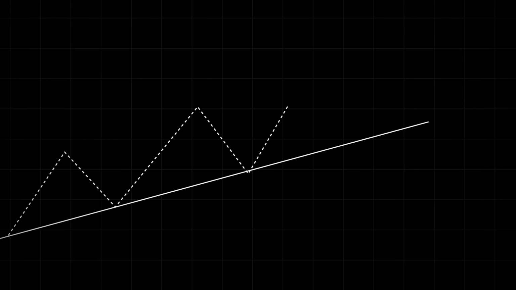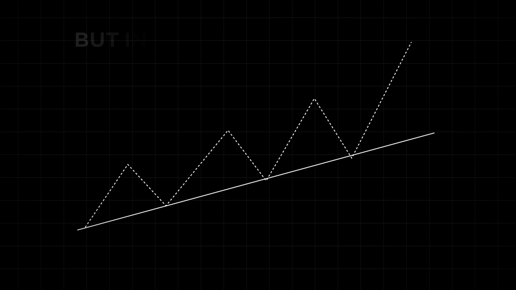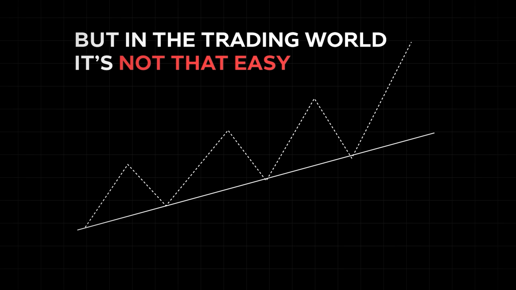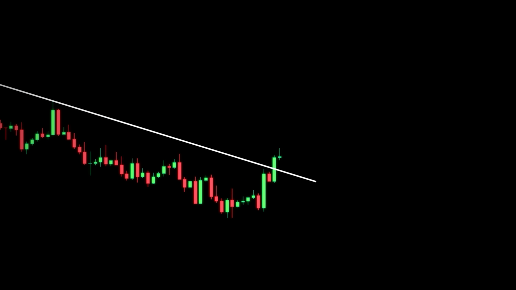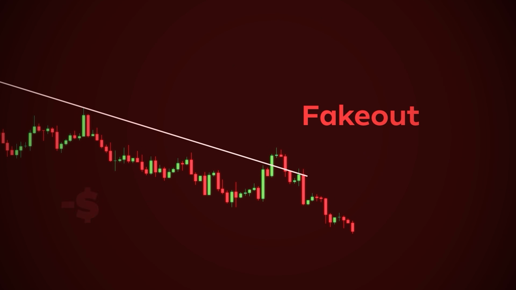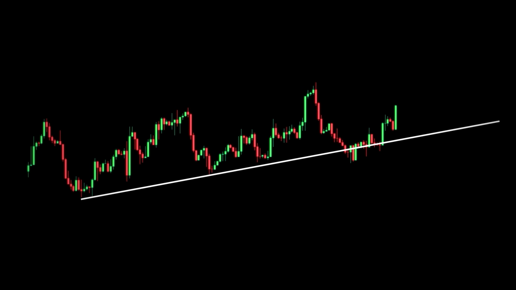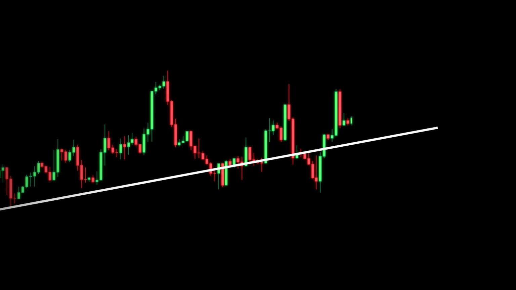In a perfect world, all trend lines would hold, acting as support or resistance when price tests them. But in the trading world, it's not that easy. There are times when price breaks out, pushing through the trend lines and catching traders off guard on the wrong side of the trade. To make matters worse, it can often be difficult to tell in real time which scenario is playing out. Price can move to trend lines and appear to break them right before reversing.